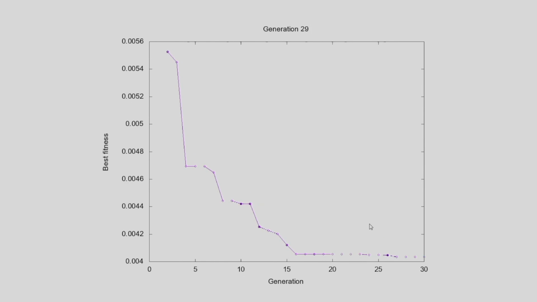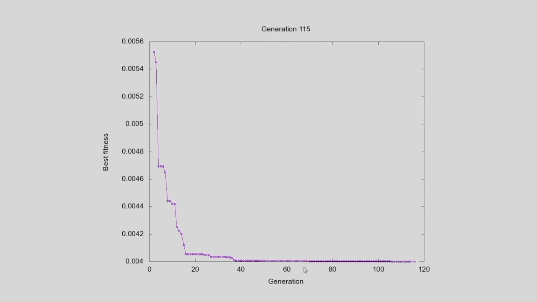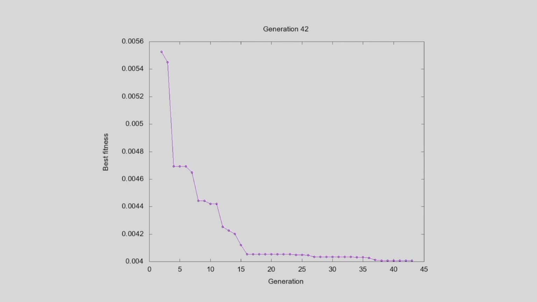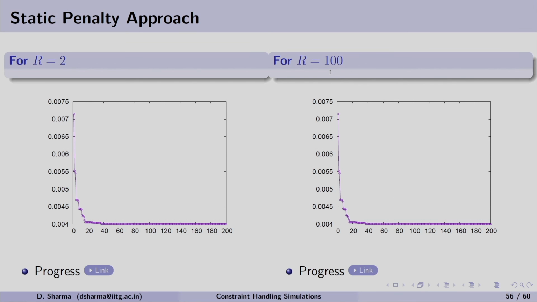As we can see, the fitness keeps on improving, and almost at the 30th generation. Now there is a little improvement at the 70th generation, and afterwards the improvement was seen close to the 110th generation. So that small improvement can be seen in the fitness, and the solution found at the 110th generation remained the same. We will see the performance when we increase the value of R to 100.